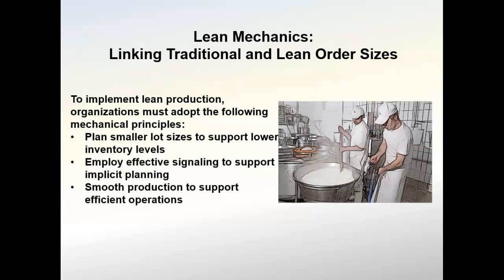First, they must plan smaller lot sizes to support lower inventory levels. Next, they must employ effective signaling to support implicit planning. And then finally, they need to smooth production to support efficient operations.